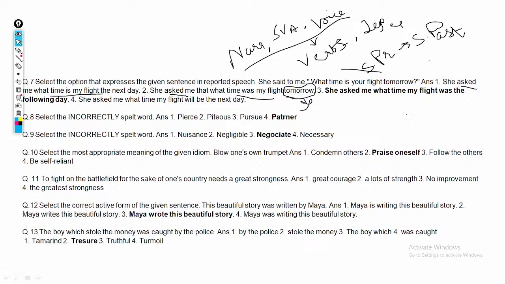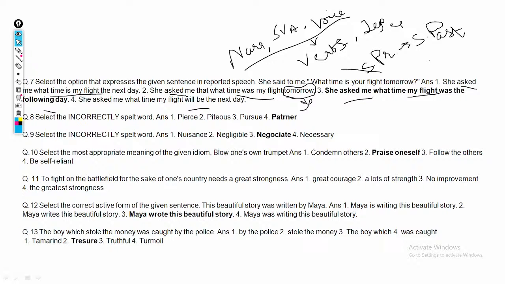The correct technical answer is "asked me what time was my flight the following day." Okay? Following day. And also the number 4 answer is not correct because here they have introduced a future tense, "will be". Future tense is not coming in this sentence because we don't need it. We have simple present, we just need simple past, that's all. That is our only thing. So I hope this is clear.